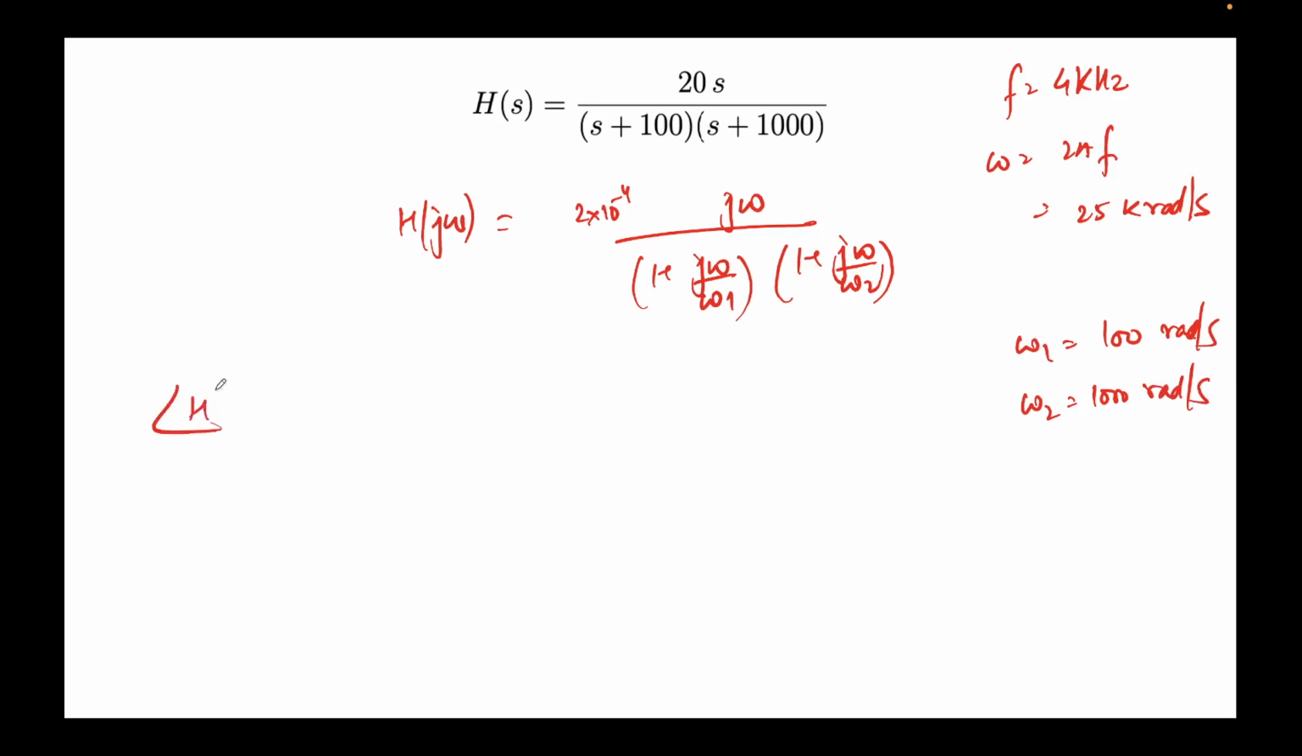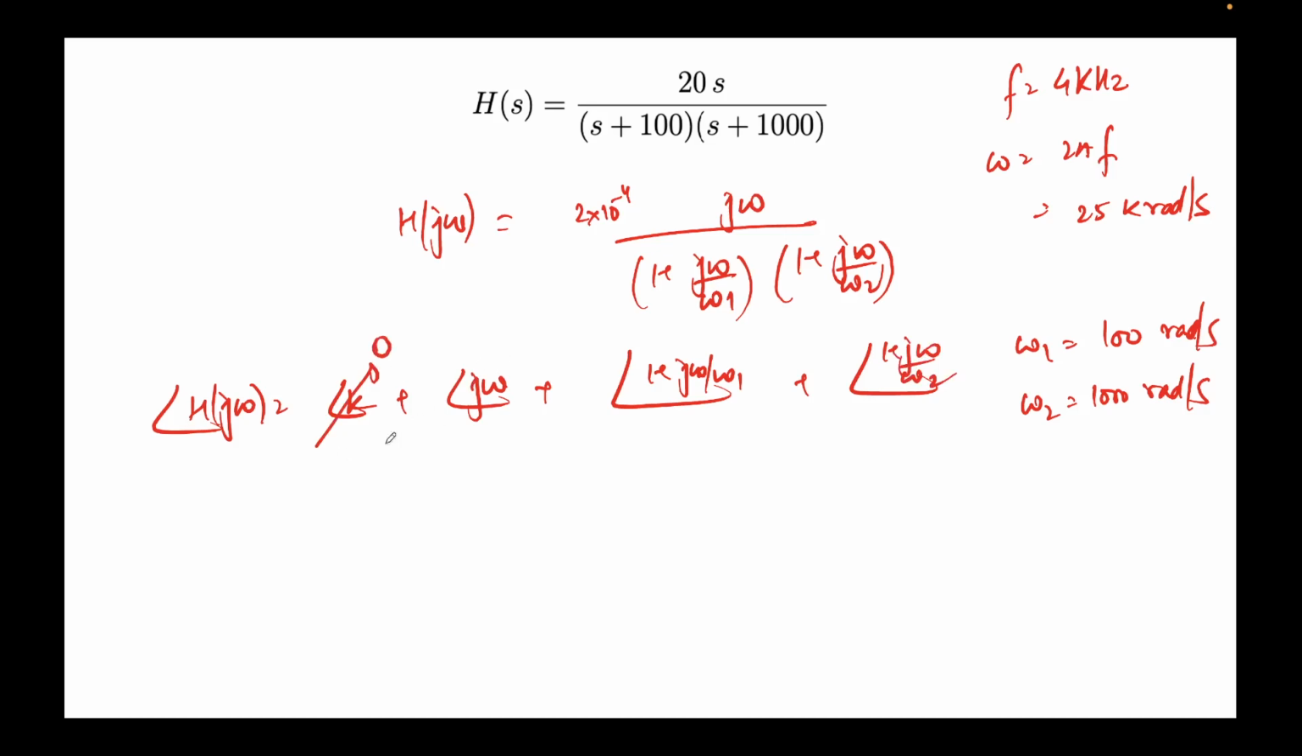Now again I can write phase of H(j omega) will be nothing but phase of k plus phase of j omega plus phase of 1 over (1 plus j omega by omega 1) plus phase of 1 over (1 plus j omega by omega 2). This phase is 0, this is 90 degrees, right? Let's try to find out the remaining phases. For that I'll compare omega with omega 1. I can see that omega is greater than omega 1. Omega is 25 kiloradians, this is 100, so it is much greater, approximately 10 to the power 4. This implies phase will be minus 90 degrees using Bode approximation.